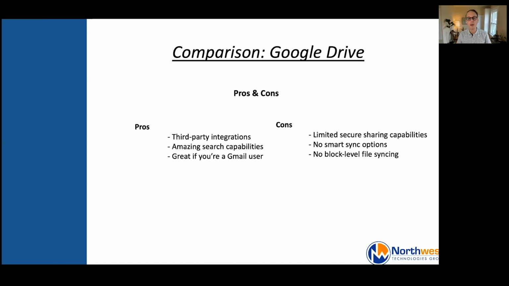Number two con would be no smart sync options. So the smart sync, I'll talk about that in a second. Basically, all of them have the ability to have a folder on your computer that shows all of your files in the cloud. And you can open them up on your computer and then resave them right to that folder. Google Drive, unlike Dropbox and OneDrive, doesn't have a smart sync where you can right-click on the document and say, hey, I don't want to store this on my computer. Make sure it's stored in the cloud.